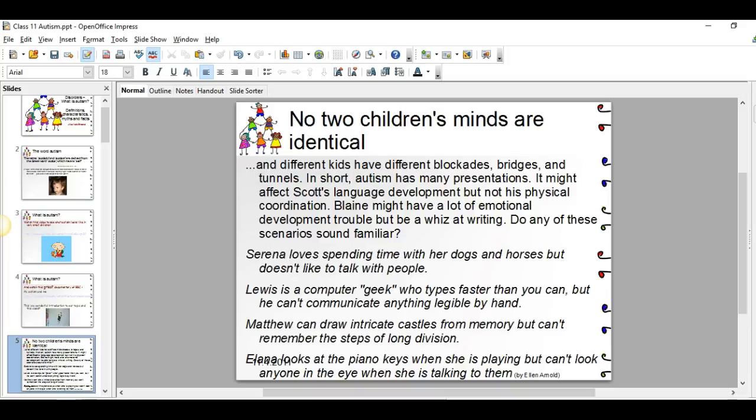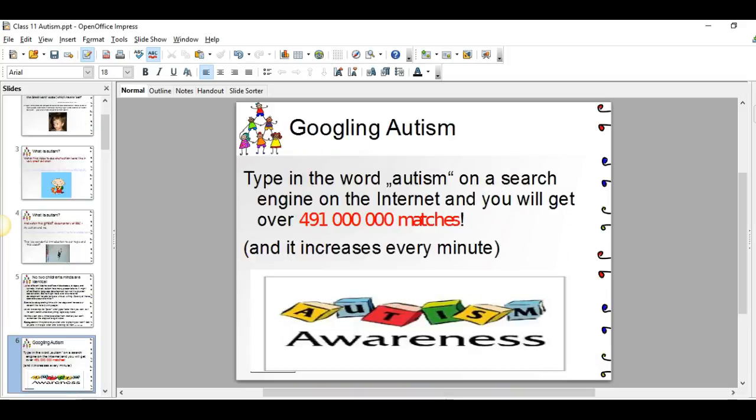These quotes come from Ellen Arnold in her book on autism spectrum disorders, a really, really nice, accessible book. A good advice to all parents and teachers if you are interested.